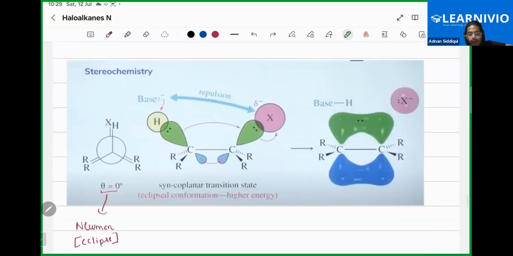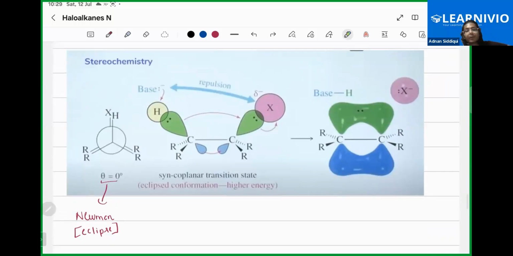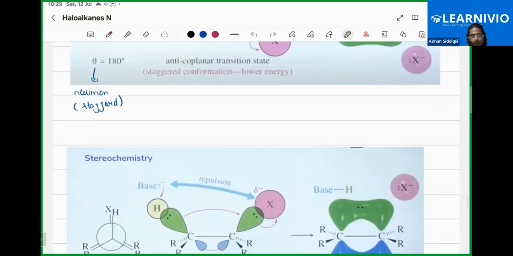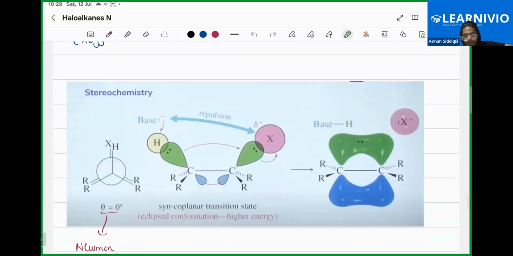What if you have a syn coplanar transition state? For example, your hydrogen is here and your halogen is here in front of it. So this will create repulsion, so it will be unstable. So it will avoid this configuration. If you are doing an elimination reaction, you will always go for the anti-coplanar transition state.